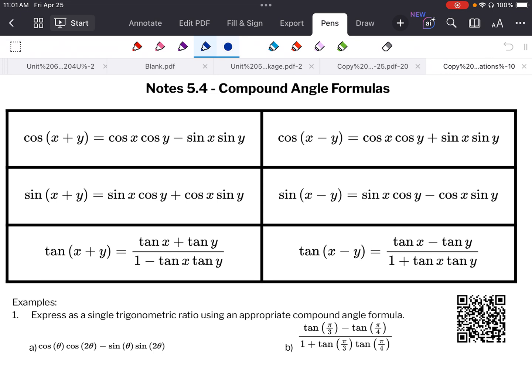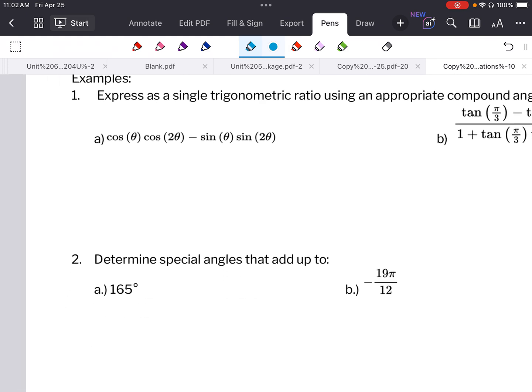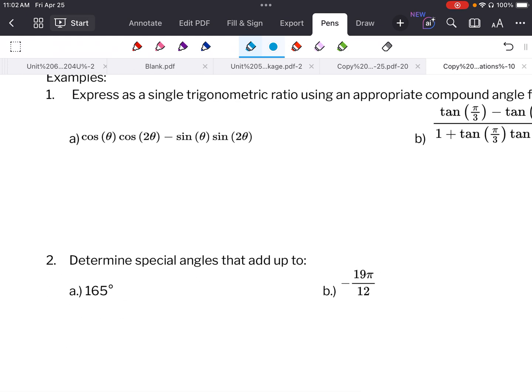And we can see that the cos times cos minus sine times sine comes from our first one, which is cos x plus y. And you can see in the formula, it's cos x times cos y. And in the one that we're working with, it's cos theta times cos 2 theta. So these are going to represent our x and our y.